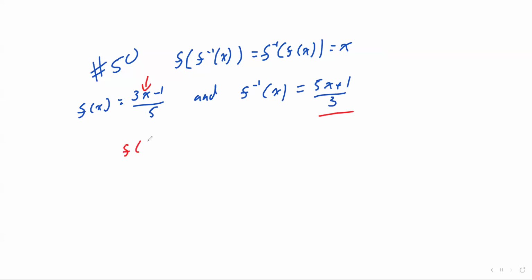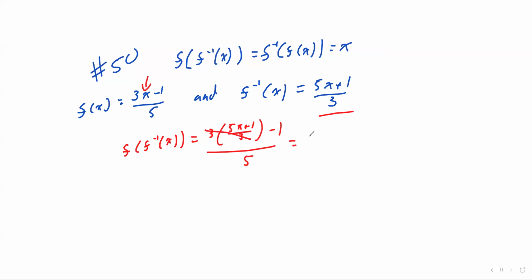So f of f inverse of x. We're going to take that, plug it in. So that's going to be 3 parentheses 5x plus 1 over 3 minus 1 over 5. So I just replaced the x with that function. Now we're going to simplify.